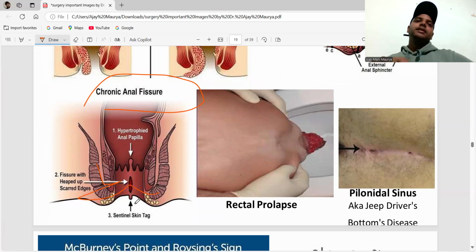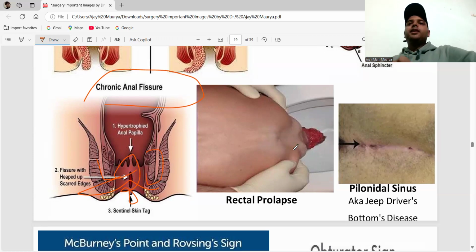This is the sentinel skin tag. For this, guys, you have to give metronidazole with lignocaine. There is one tube there. You have to apply it and then you have to do the sitz bath here.